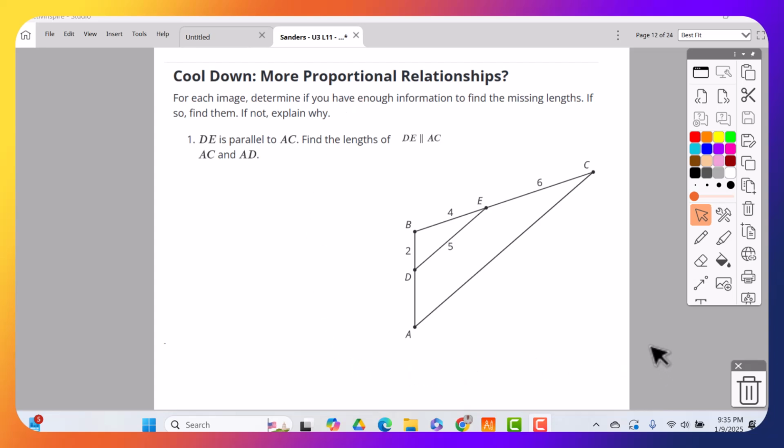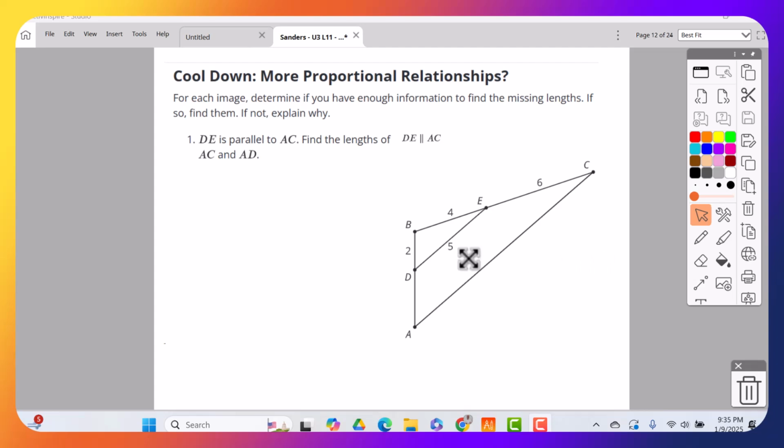So we've been talking about proportions, which is an equality between two ratios or fractions, and we can cross multiply and do all that kind of stuff. So here is a case where we have to set up some proportions. For each image, determine if you have enough information to find the missing lengths. If so, find them. If not, explain why.